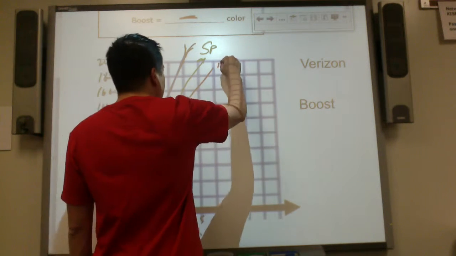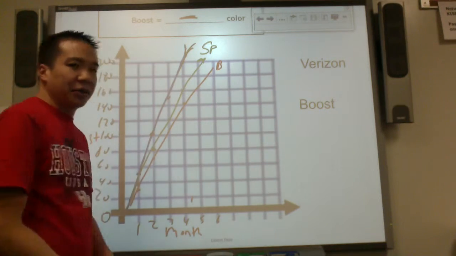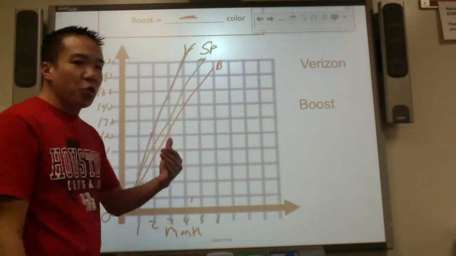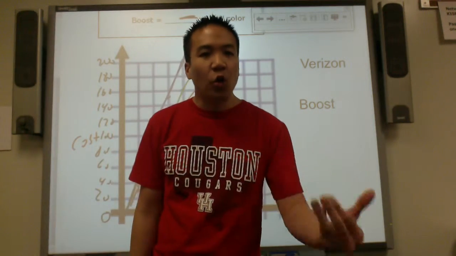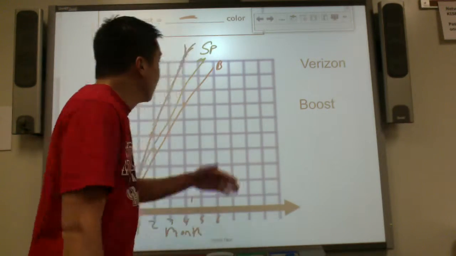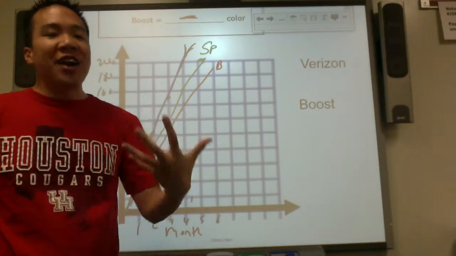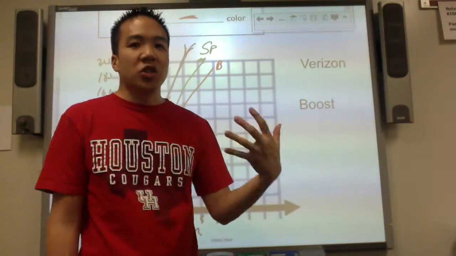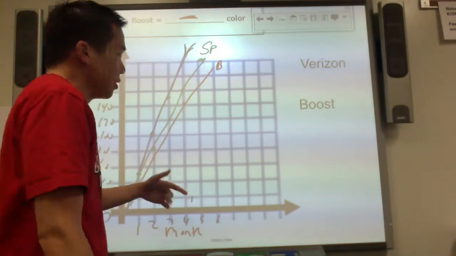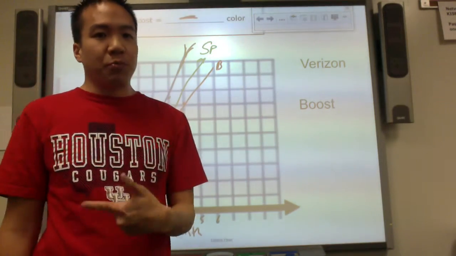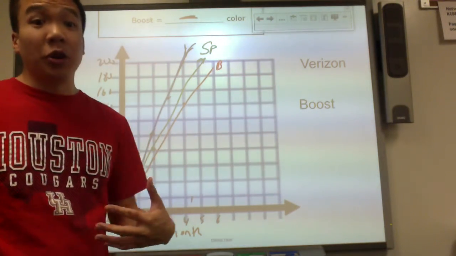And this is Boost. What can you tell me about these numbers? Which one is going at a higher rate? Verizon, as you can see, the line is getting steeper. It's going at a faster rate of change, which we're going to be learning soon. Which is, by the way, 7th grade material, pre-AP. In 7th grade, they do learn about this.